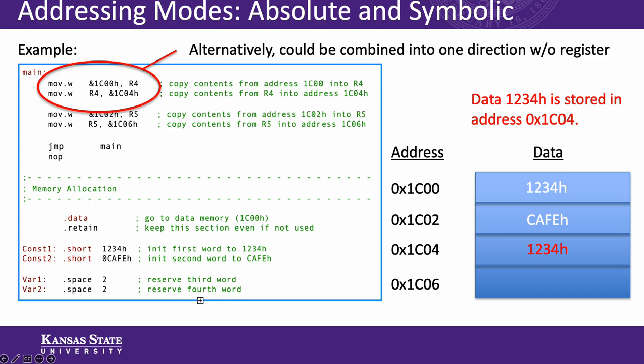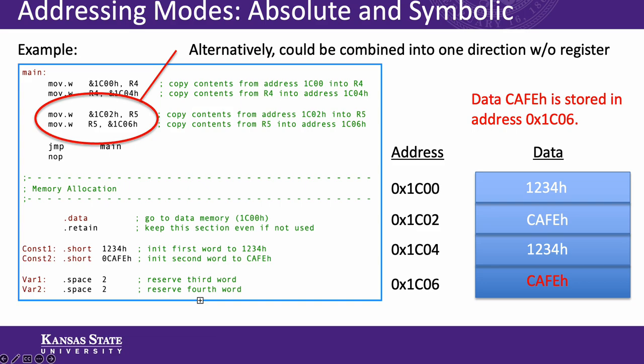I will say that alternatively, we can combine those together and just use one instruction without register mode addressing. So we can just say the source is 1C00 and the destination is 1C04. We could do that, but what I'm emphasizing here is that you can mix and match addressing modes. So I've got absolute addressing mode and I've got register addressing mode here.